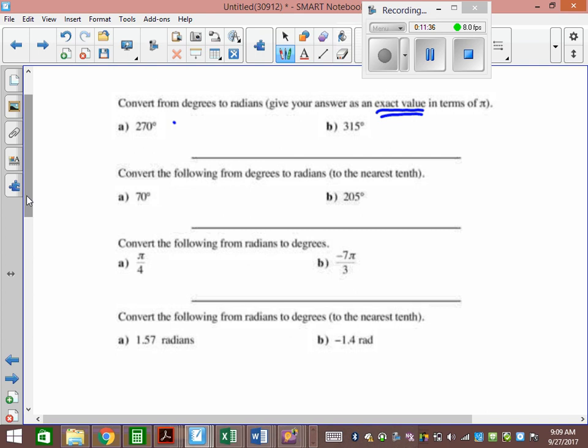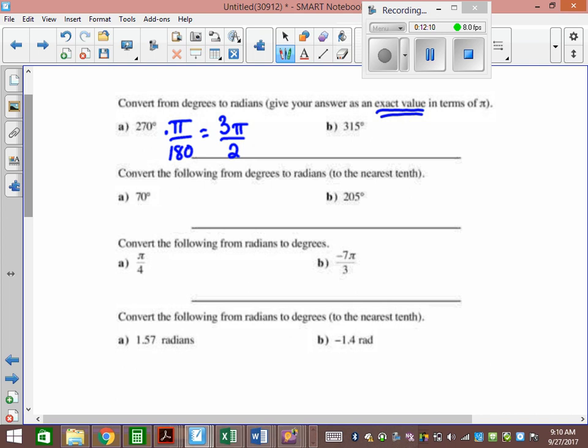So 270 times pi over 180, because degrees to radians, pi on top. What does that reduce to? And by the end, you'll have these memorized. You won't even be doing them. 3 pi over 2. Because 270 divided by 180 reduces to 3 over 2, right? You add your pi.